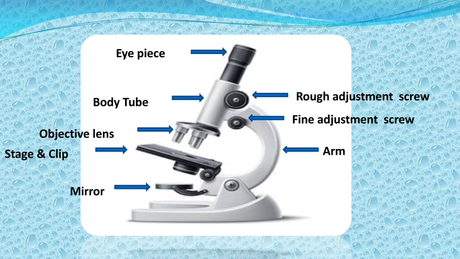Then the arm. It is a curved solid steel frame holding the draw tube at the upper end and the stage at the lower end. It is fitted to the pillar by an inclination joint. Then the next part is the inclination joint. It is used for changing the inclination of the microscope to a certain extent for easy observation.